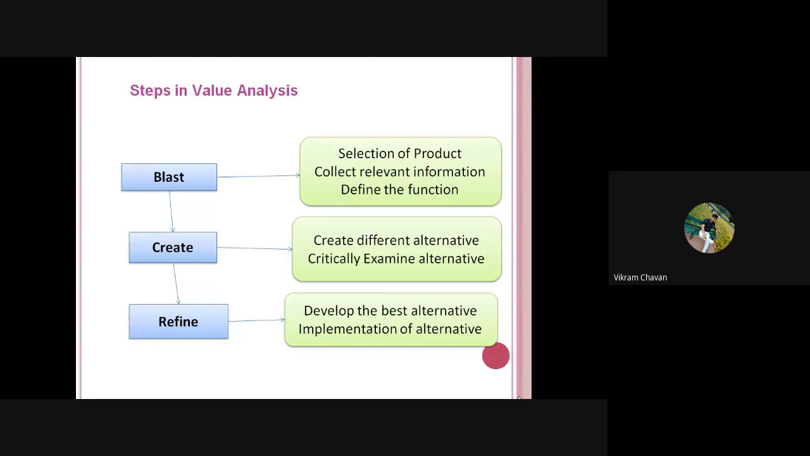So what are the different steps of value analysis? This is a step-by-step procedure, and it has a systematic approach. We can say it follows a planned approach or disciplined procedure to analyze the job. Once again, I'm declaring that value analysis is applicable for the existing products. Existing means what?